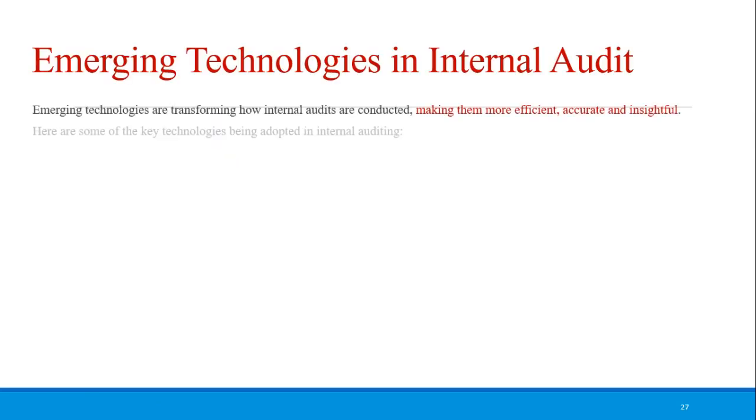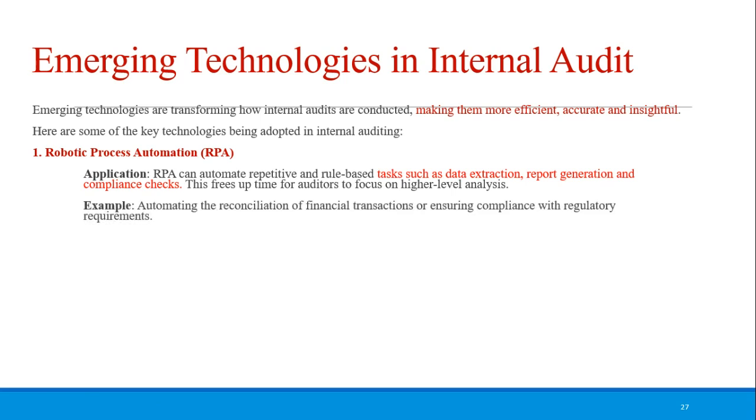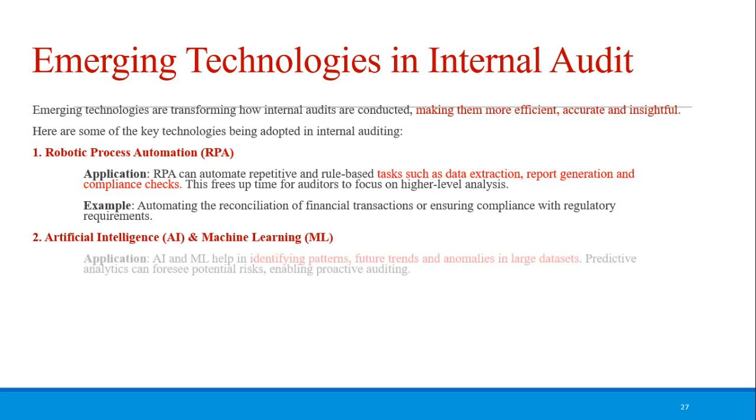So these emerging technologies, there are some 6 or 7 emerging technologies. One is robotic process automation. A lot of data is getting extracted in audit, and reports are getting generated, and compliance checks are done. So in those days, maybe about 10 years back, this data handling, report generation, and compliance checks were a huge marathon task for the auditors, internal auditors. Now there are plenty of tools available, robotic process automation tools for the financial transactions itself, reconciliation of financial transactions itself, for ensuring compliance and regulatory requirements.